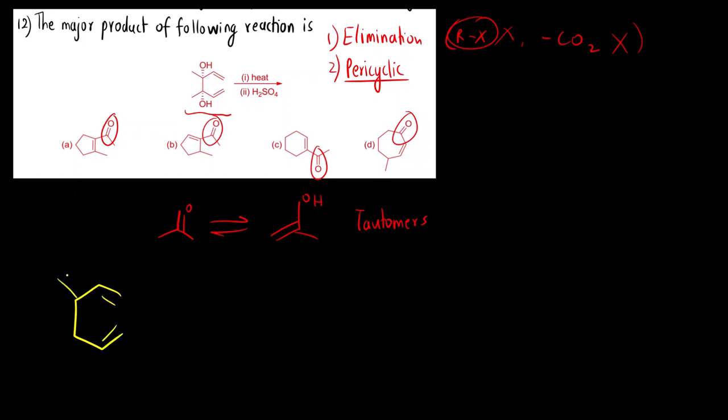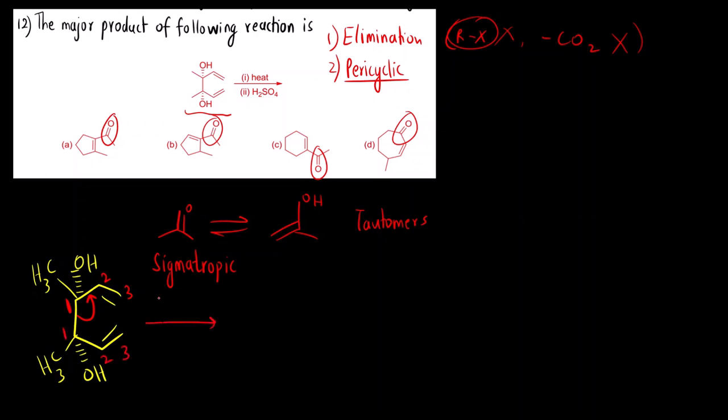Pi bond, CH3, CH3, on the dash bond OH, here also OH. Okay, so what we can do is, we can break this sigma bond. So this is which reaction? This is a sigmatropic reaction. So let us number 1, 2, 3, 1, 2, 3. Which reaction will be taking place? 3,3 sigmatropic shift. Okay, 3,3 sigmatropic rearrangement.